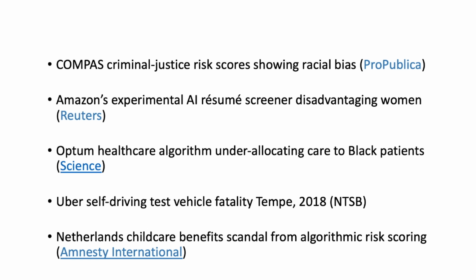And lastly, fifth, the Netherlands childcare benefits scandal from algorithmic risk scoring. Amnesty International reported that in the Netherlands a fraud detection approach wrongly targeted thousands of families, disproportionately those with foreign backgrounds, triggering severe hardship and the subsequent Dutch government's 2021 resignation. Notice the pattern here? They all had weak guardrails, poor oversight, and misaligned objectives.